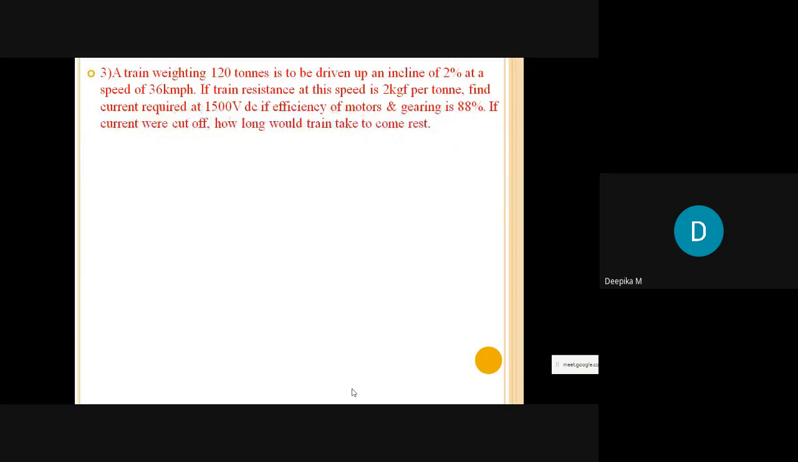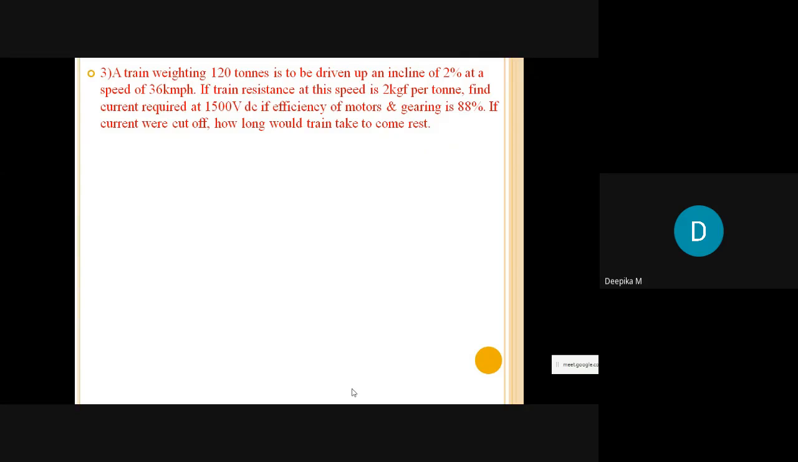A train weighing 120 tons is to be driven up an incline of 2% at a speed of 36 km per hour. If train resistance at this speed is 2 kgf per ton, find the current required at 1500 volt DC if efficiency of motor and gearing is 88%. If current were cut off, how long would the train take to come to rest?